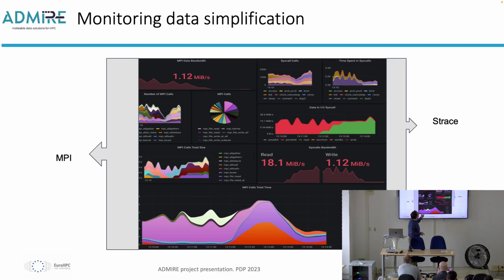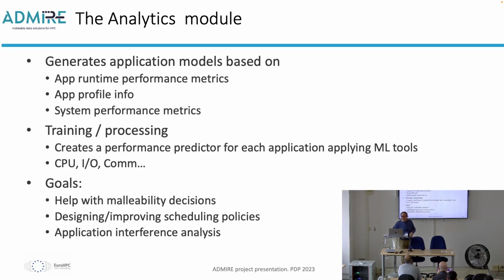We have information for the application and for the system, so that we can play with the system information. The analytics model, I said, is running several performance models together with the malleability manager and executing a machine learning tool to predict the things that may happen in the analytics module. And this is critical to take decisions, okay?